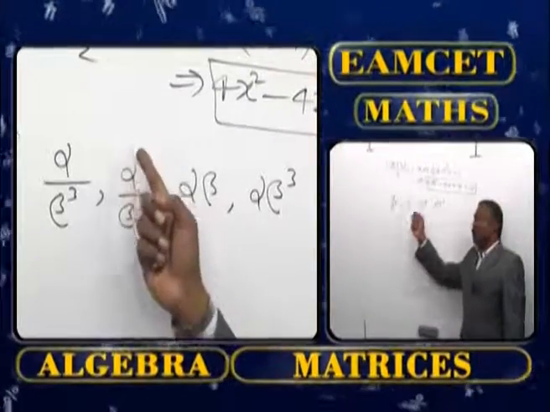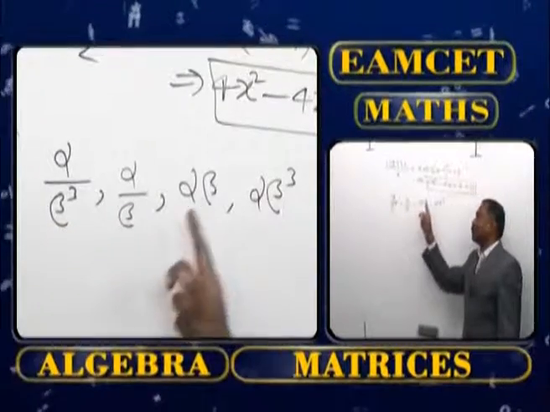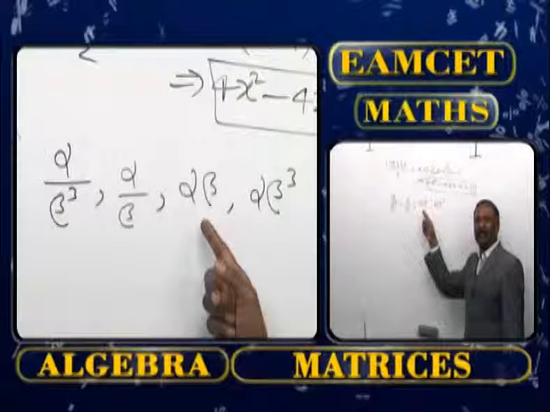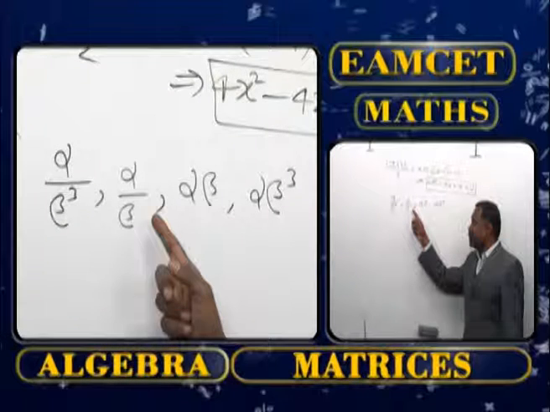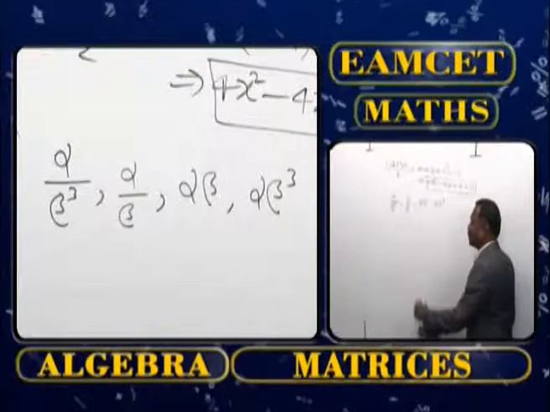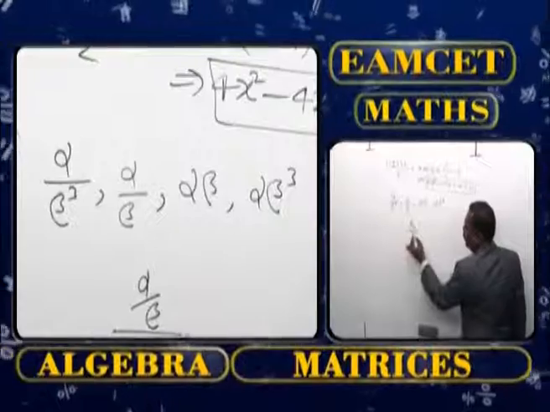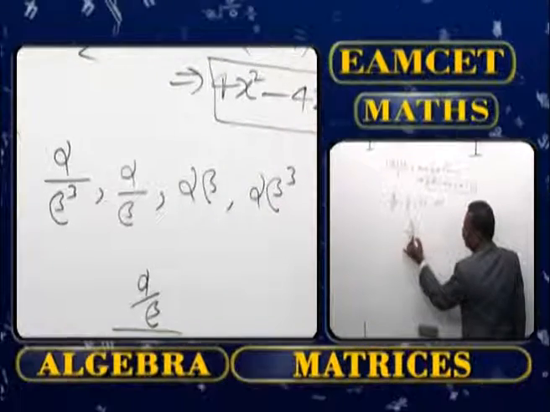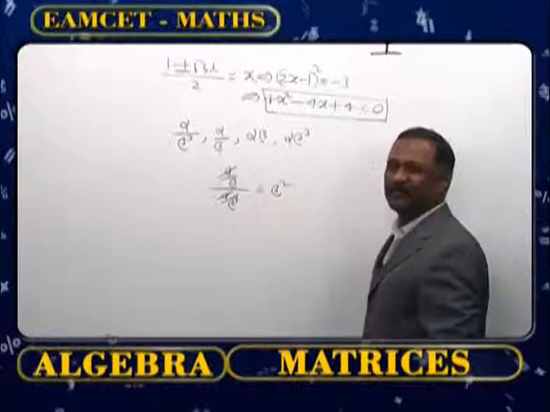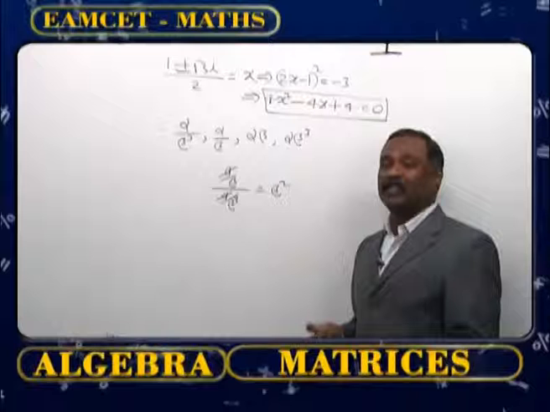In a GP, the second term upon the first term must be equal to the third term upon the second term, which must be equal to the fourth term upon the third term. You must understand that. If you divide, alpha gets cancelled. What is the ratio here? Alpha divided by beta divided by alpha divided by beta cube, alpha gets cancelled. Beta square is the ratio. Here also beta square is the ratio. Here also beta square is the ratio.